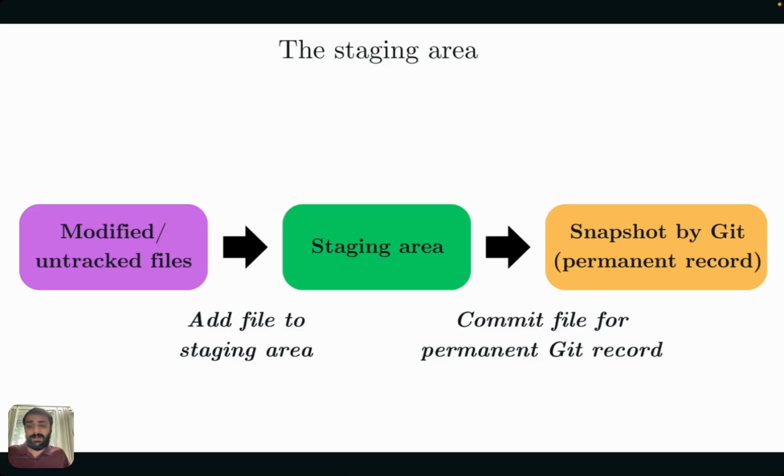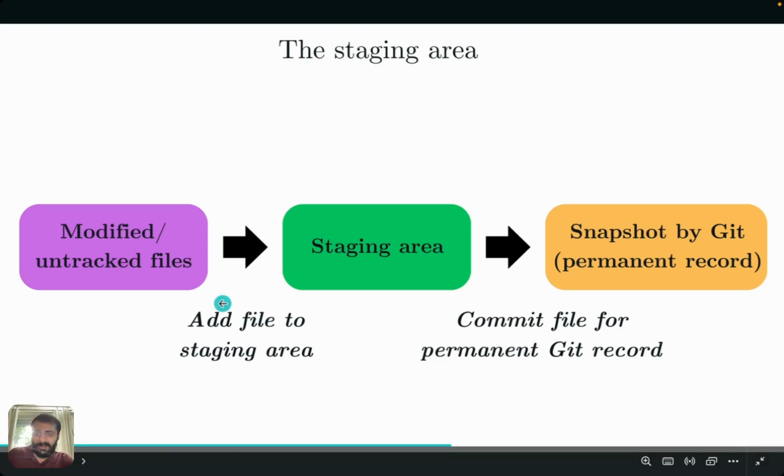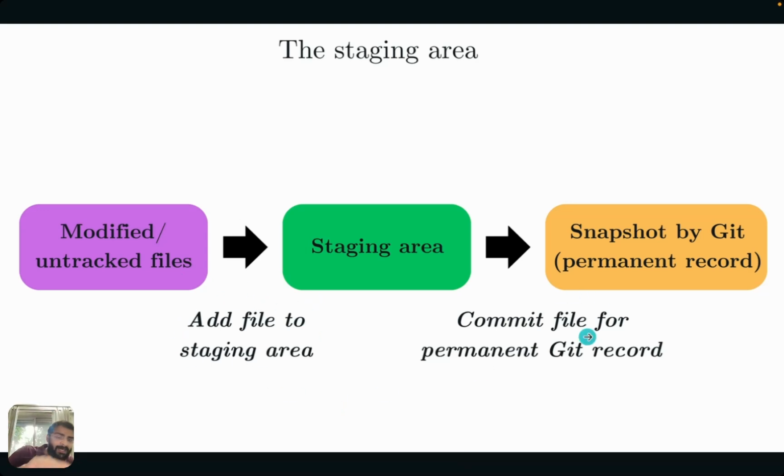These two concepts are two of the most important concepts while learning Git and GitHub. The first concept is adding the file to the staging area. The second is committing the file for the permanent Git record. And these terms are so confusing, right? Add, commit, staging, etc. But think of it as going on stage for a performance.